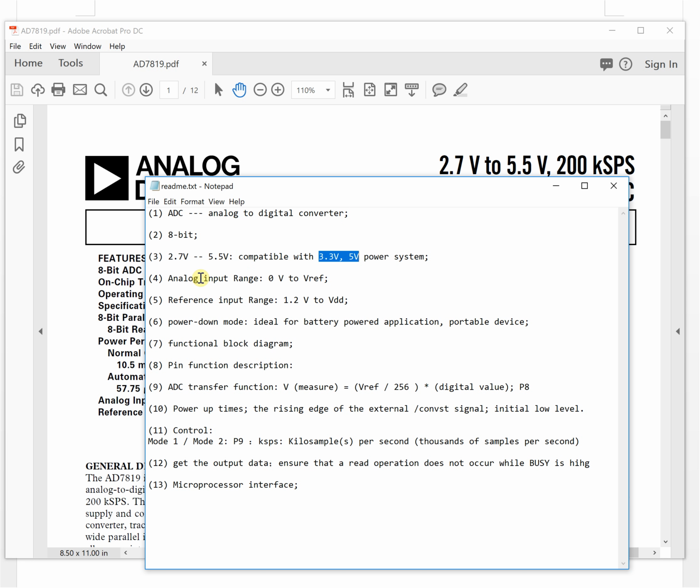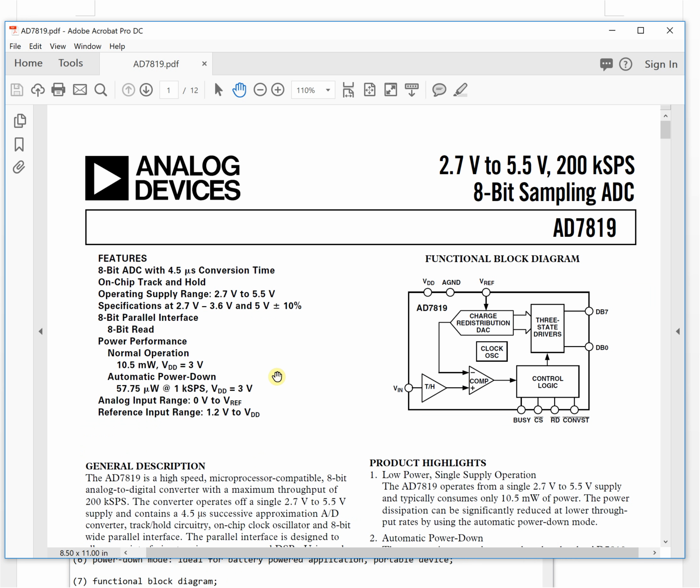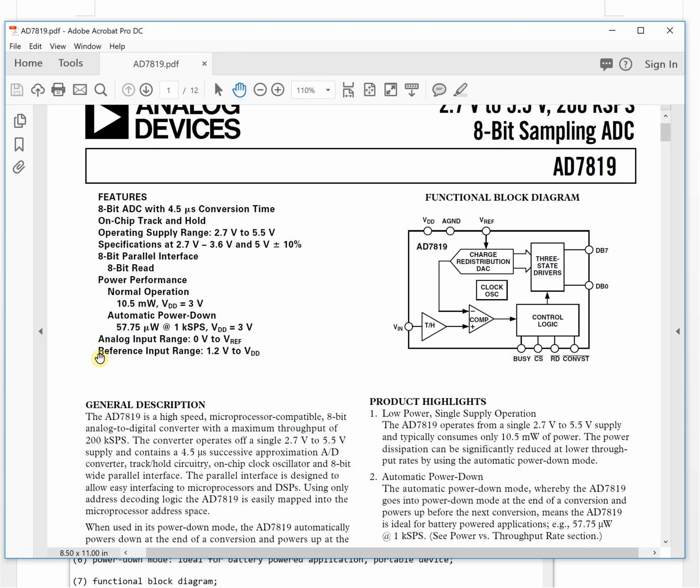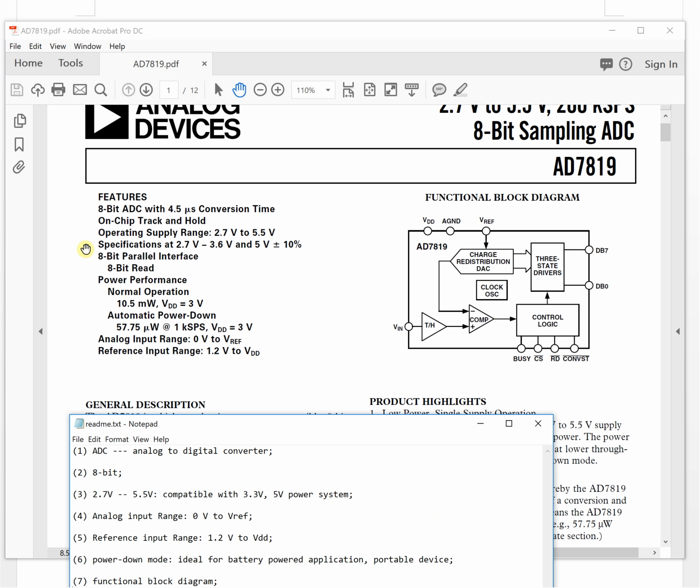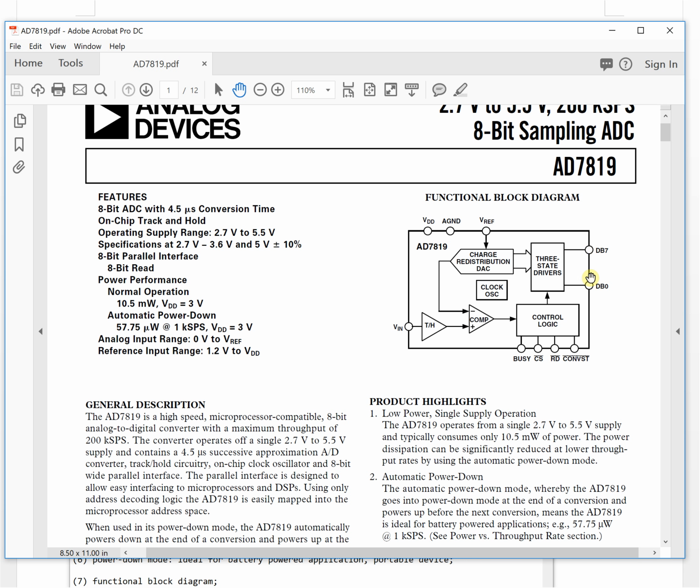The next thing is the analog input range. The analog input range is 0 volt to the reference voltage. The reference voltage is here. The analog input comes from this pin. And this is the power supply, from 1.7 to 5.5. And this is the 8-bit data output.